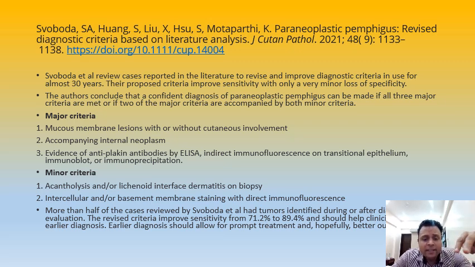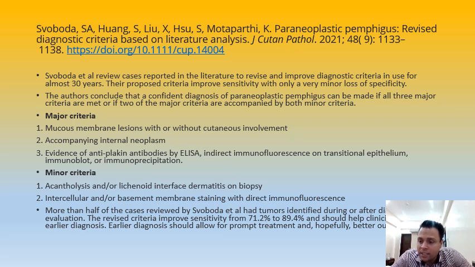So he is not having three minor, he is having only two minor, and he has included three major. Initially Camisa had three major and three minor criteria. This has three major but only two minor criteria, and they said that if all three major criteria are met, it is PNP. Or you can have two major criteria and both minor. If you miss one major criterion, meaning you have only two out of three, then both minor criteria are mandatory. They say it has better sensitivity: Camisa and Helm had 71%, this has 89% sensitivity.